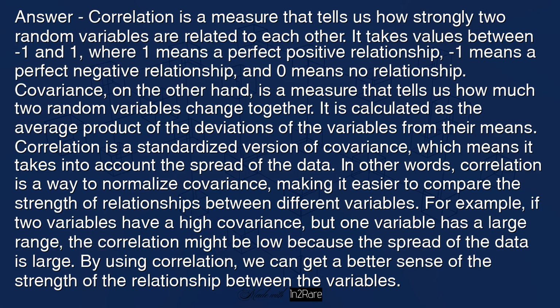Covariance, on the other hand, is a measure that tells us how much two random variables change together. It is calculated as the average product of the deviations of the variables from their means. Correlation is a standardized version of covariance, which means it takes into account the spread of the data. In other words, correlation is a way to normalize covariance, making it easier to compare the strength of relationships between different variables. For example, if two variables have a high covariance but one variable has a large range, the correlation might be low because the spread of the data is large. By using correlation, we can get a better sense of the strength of the relationship between the variables.